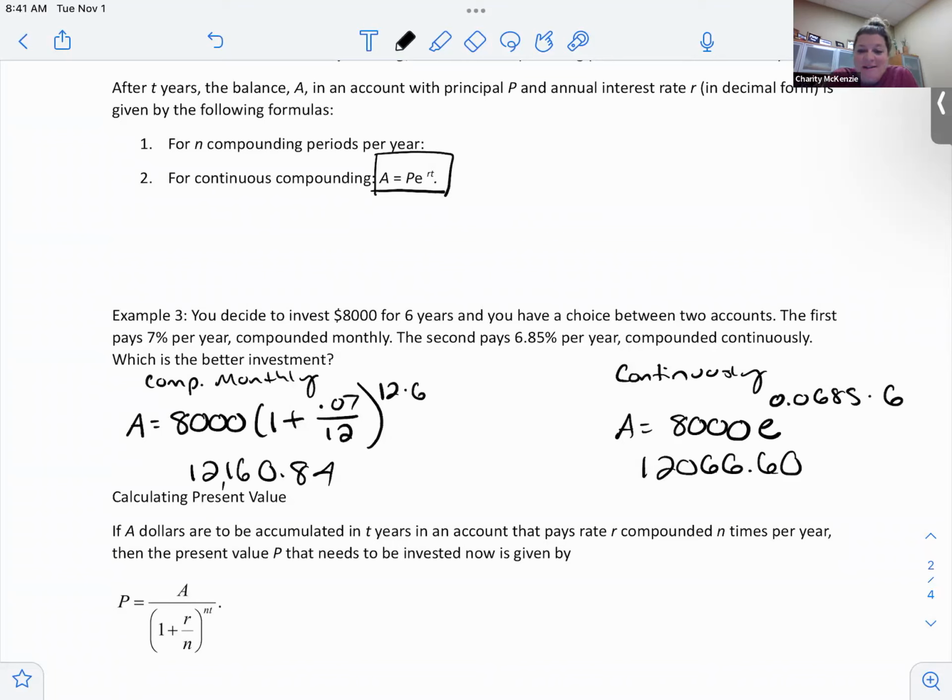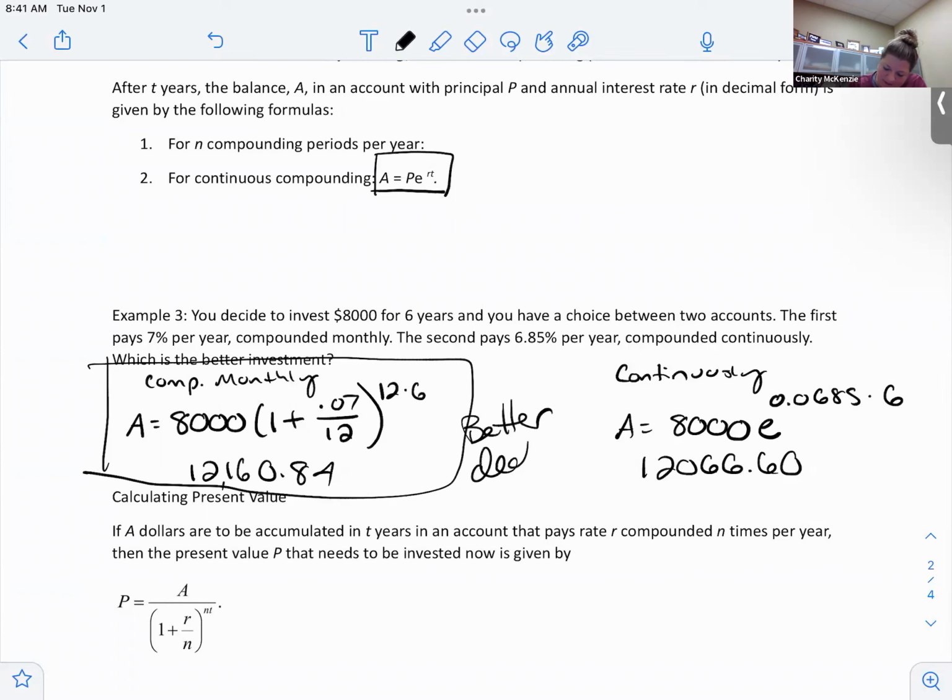So interest rates are huge. Compounding does make a difference. You want it to compound as much as you can, but a slight increase in interest rate is going to make that bigger. So if this pays this much you want to invest, which one should I go with? This one makes more money. Better deal. Okay, better interest rate, better deal. Now, if I was paying it, I want the other one because I want a lower rate.